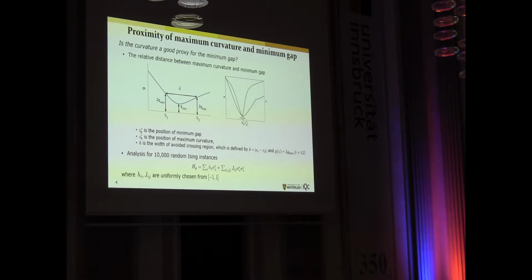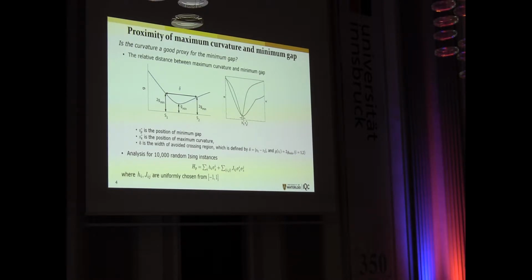So one first important question to tackle is: is the maximum curvature a good proxy for the minimum gap? And of course, what I showed so far relies on this picture that when you have an anti-crossing, there is a large curvature, of course.